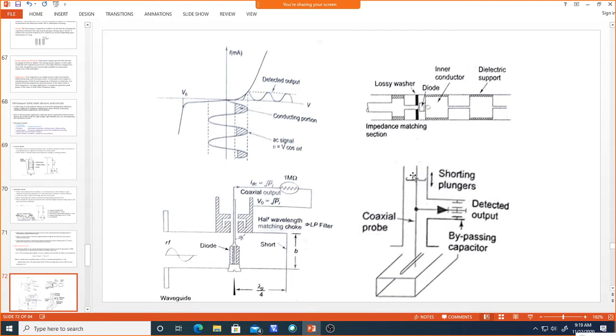So this is the shorting plunger. If you vary this one, the maximum amount of coupling will happen from the microwave signal to the coaxial cable, and it will give the maximum output for detection.